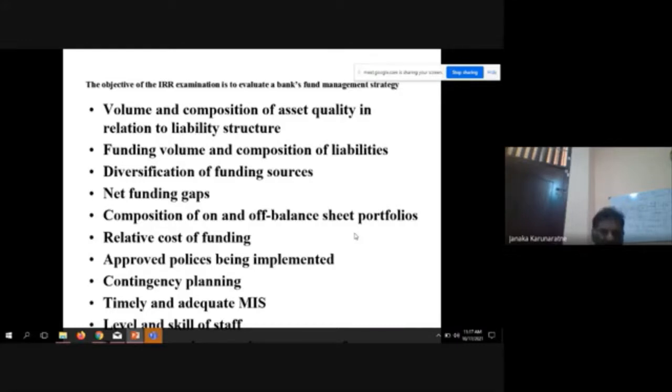Whether the bank is following the approved policies in the right way. Contingency planning, whether you have contingency planning in place, and if you have activated contingency planning, what were the outcome results and any problems you found. Because contingency planning is very important, especially when it comes to interest rate and liquidity related risk management, especially at difficult times. And also important, all this comes by way of information through your MIS systems. So you must have a very good management information system that can provide all this information, and also the level and skill of your staff who understand these things in a broader way.